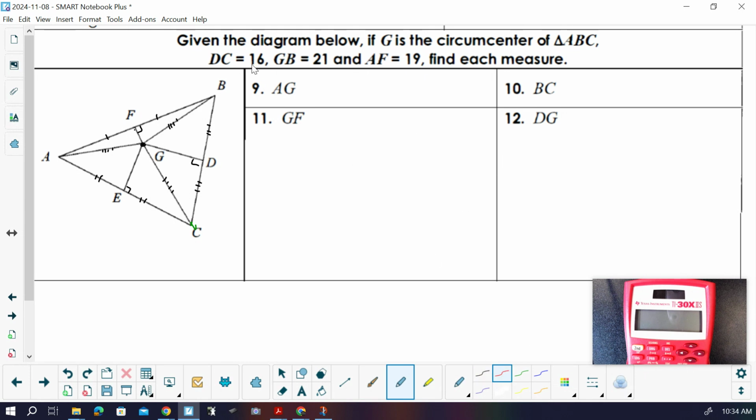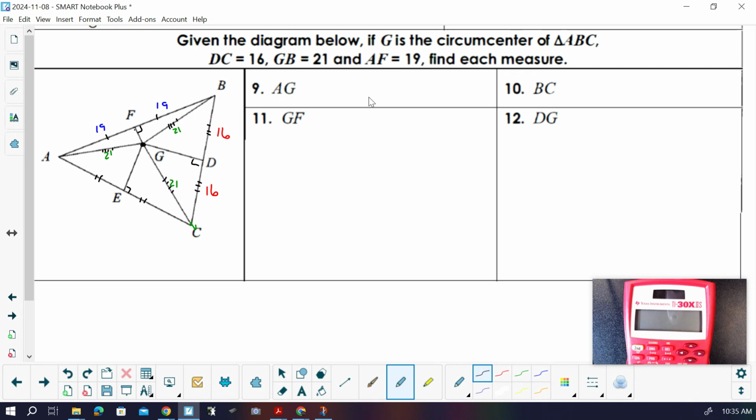Now let's take a look at some of the numbers it gives me. First, it gives me DC is 16. So DC is right here. It's 16. Since it's a perpendicular bisector, this is also 16. GB is 21. So this line is 21, which means all the other ones from the circumcenter to the vertex are also 21. So that's 21, and this line here is also 21. And then AF is 19, and AF is right here, 19, which means this side is also 19.